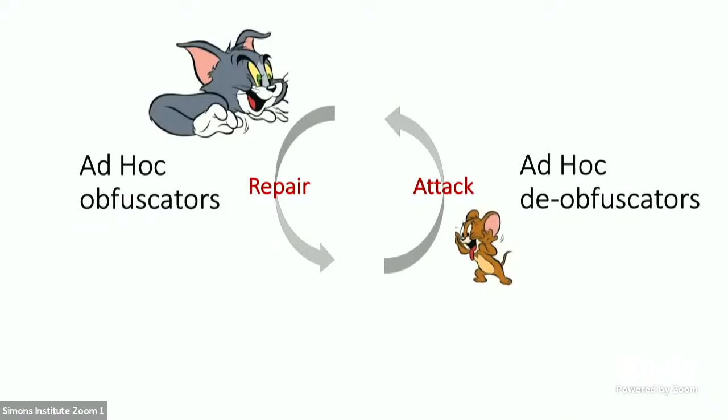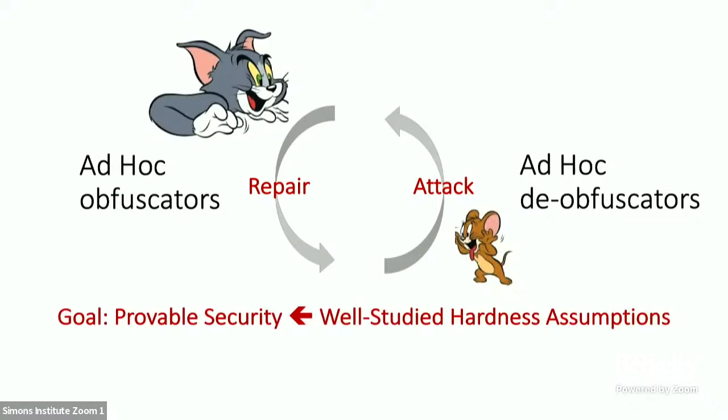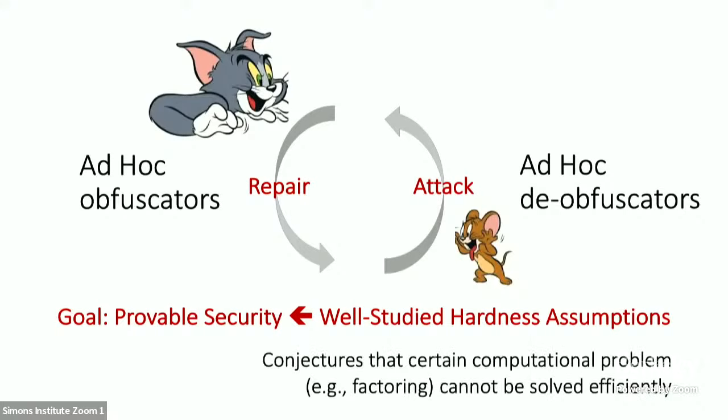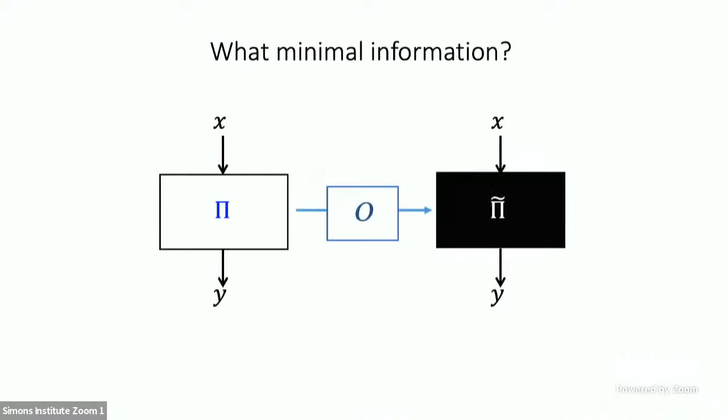Unfortunately, all these ad hoc obfuscators, one way or the other, tend to be broken by ad hoc deobfuscators. And in order to get out of this repair and attack cycle, the cryptography community wants to build an obfuscator that we can prove is secure based on really well-studied hardness assumptions, which are basically conjectures that certain computational problems, such as factoring the products of large primes, are hard to solve efficiently. So before we can start to really think about security in a mathematical manner, we need to first understand what is that minimal information we are aiming for, right?